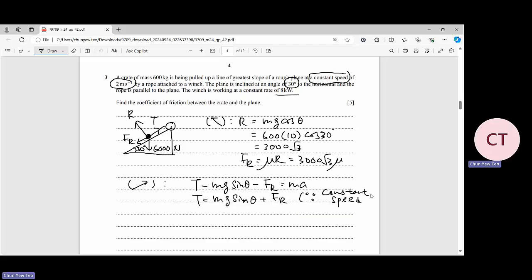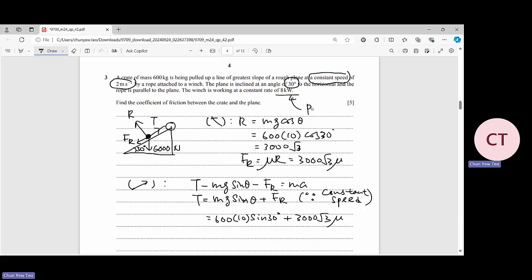Constant speed means your acceleration is 0. Okay, so your m g is 600, that is 10 sin theta, sin 30 degrees. Your F_r is 3,000√3 mu. What about your tension? So over here you need to understand that they're giving you power.